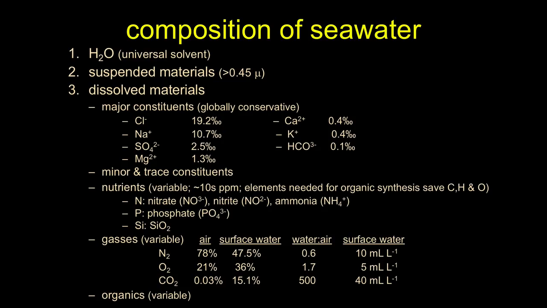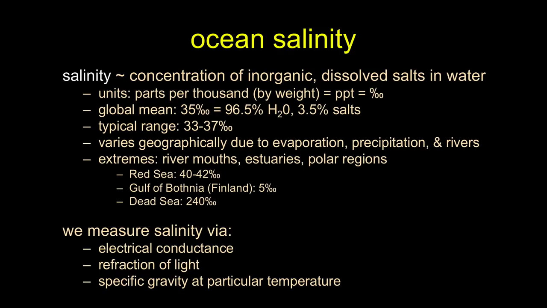We talked about the composition of water. Obviously, seawater is mostly water. It's by far the biggest part of it. And then we have little particles that you could see, or at least see with a magnifying glass, that would be suspended materials. And the stuff that's dissolved that we can't see. And we talked about major constituents that don't change that much as we go around the world. And then we have trace constituents, and then we have nutrients. Nutrients fluctuate wildly depending on where we are. And we talked about gases and other things.